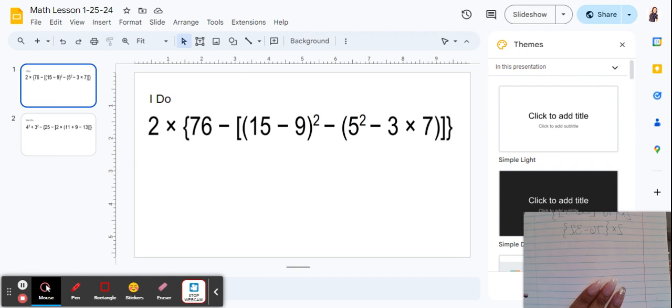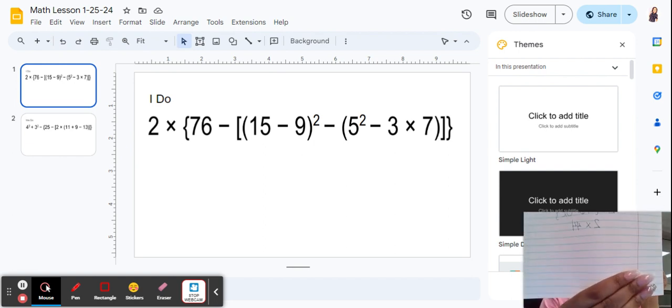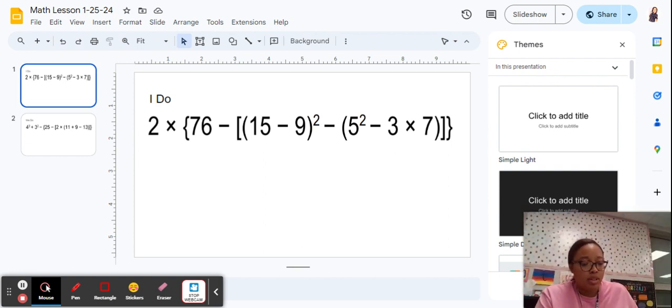And now I know I need to do 76 minus 32. So I'm going to go ahead and do that because I need to solve everything in my braces first. When I do 76 minus 32, I'm going to then be left with 44. And then my last step, once I've solved what was in my braces, I'm now going to be multiplying by 2 to get a final answer of 88.